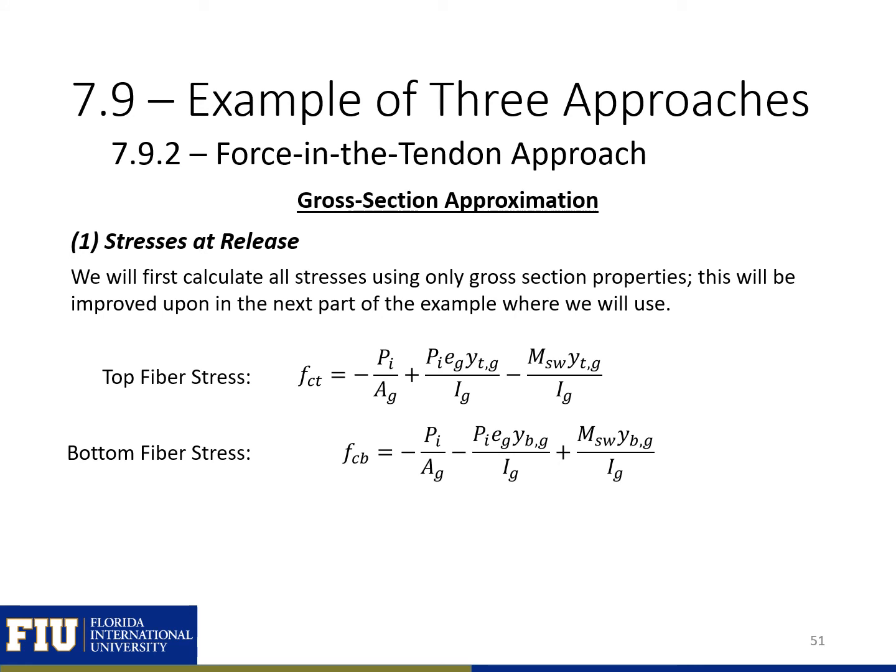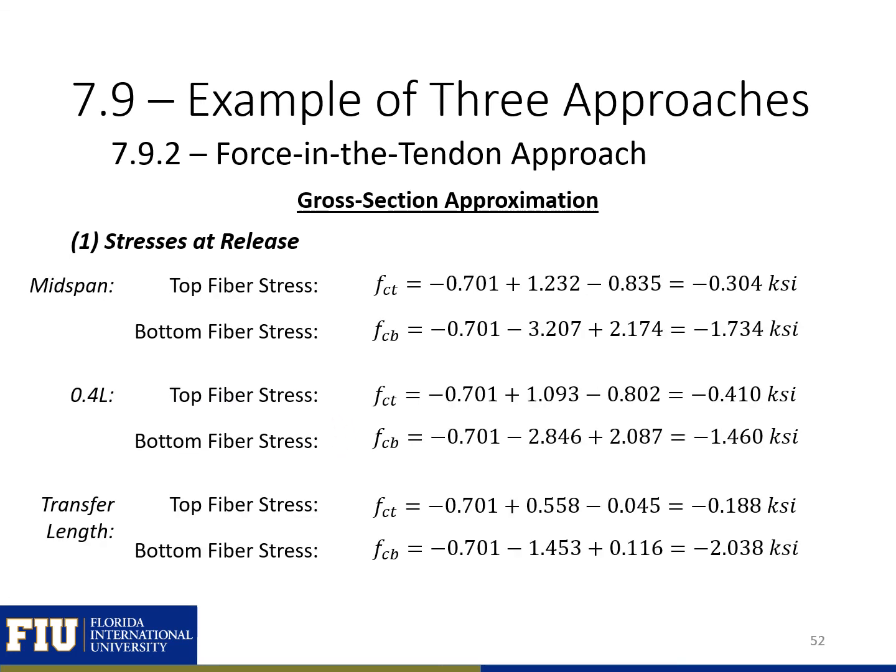Our first step here is we'll calculate all of our stresses using our gross section approximation. So we first need to find our stresses at release at the top and bottom fiber. So we can use these equations here. And plugging in all of our known values from the previous slides, we can find the stresses at the top and bottom fiber at midspan, at 40% length, and at transfer length. So I give you some of these numbers so you can check them yourself if you want. And we can see the final stress, which is of interest for us.